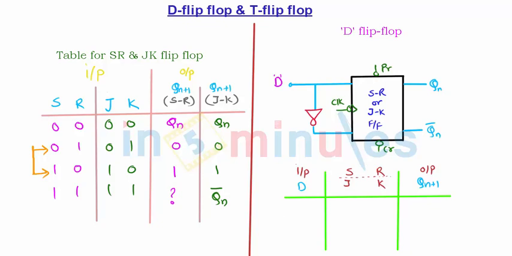Now this is the diagram for the D flip-flop. As you will see, the black color box shows the SR or JK flip-flop, means you can use SR or JK flip-flop. So this terminal will be S or J and this will be R or K. And this NOT gate represents that whenever S is equal to 1, R is going to get 0, as we saw in this table. So S and R bits or J and K bits are complementary to each other.